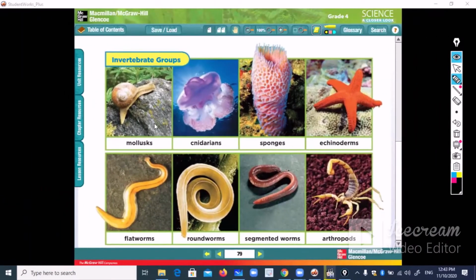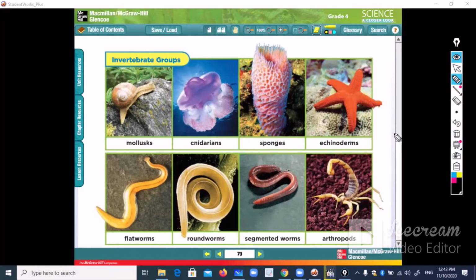Now, in general, let's look over these two pictures and realize some information and some differences between Cnidarians and sponges. At the beginning, guys, we are talking about the animal kingdom. All of these are animals: mollusks, Cnidarians, sponges, echinoderms, flatworms, arthropods, insects. All of that are animals.